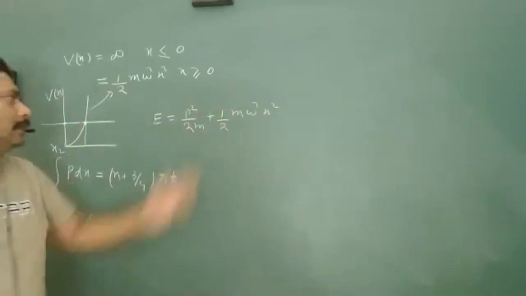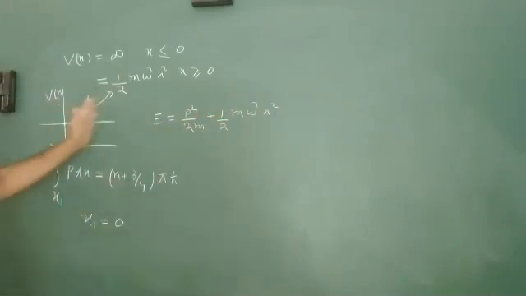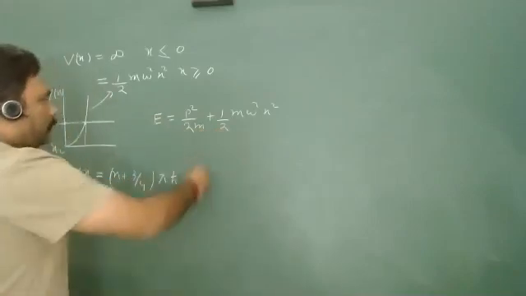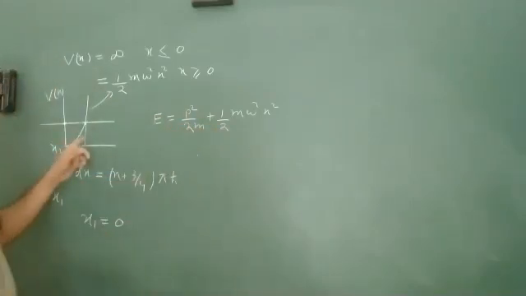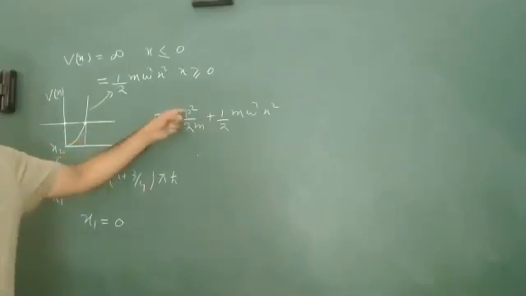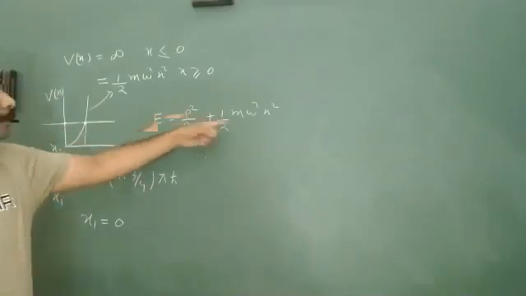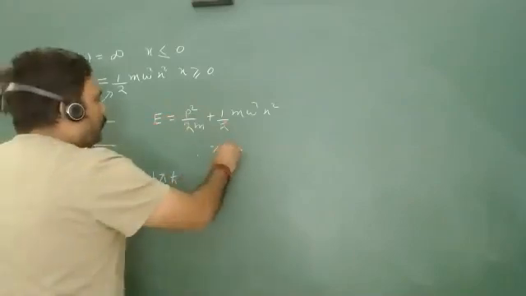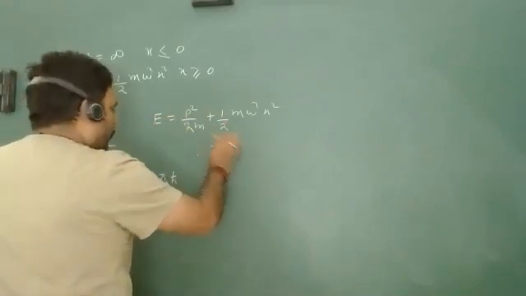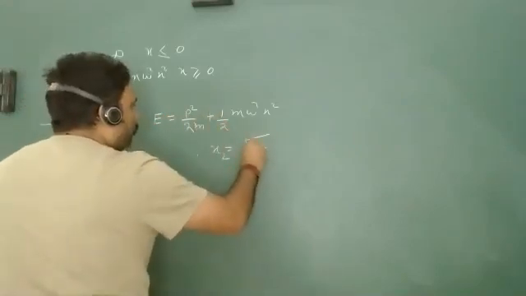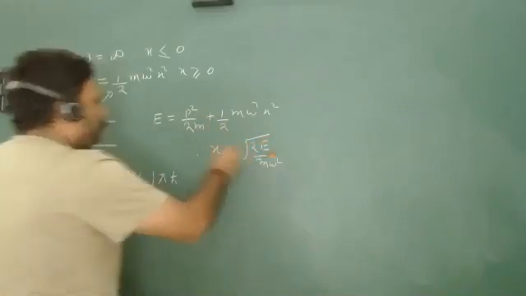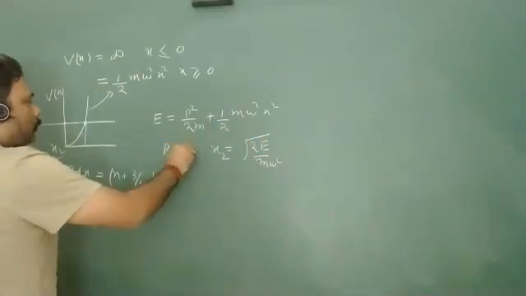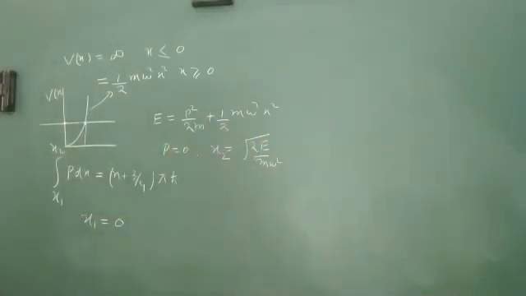So only this potential is there, otherwise there is infinity, and this side is the classically forbidden region. So this is the energy, and what will be the turning point? The turning point is where momentum is 0. So we will put momentum 0. I can again get this value of x2 as root under 2E upon m omega square. We can put p equal to 0 and we can get this turning point.